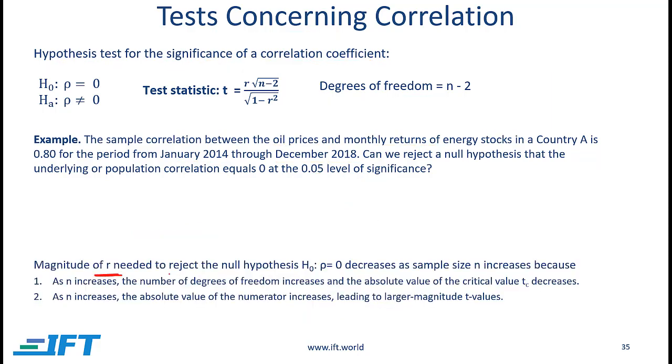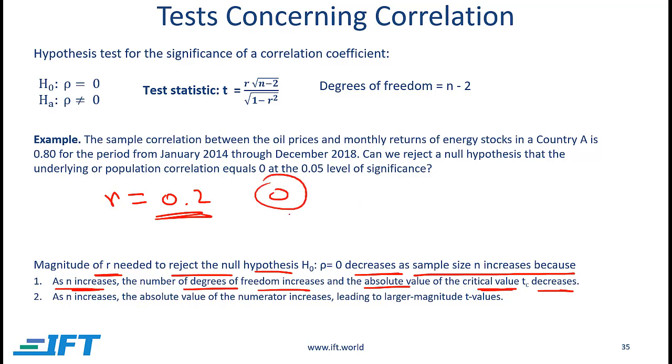The magnitude of r needed to reject the null hypothesis decreases as sample size n increases. And there are two reasons for this. The first reason is as n increases, the number of degrees of freedom increases and the absolute value of the critical value decreases. So the idea is, let's say that you have another sample correlation and that is equal to 0.2. Now this is very close to 0. The question is, can you reject the null hypothesis that the correlation is 0? And the point being made here is that whether or not you can easily reject the null hypothesis depends on the sample size.